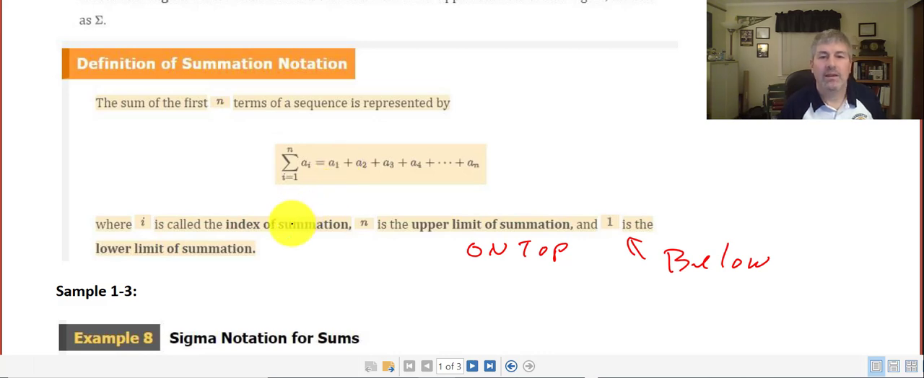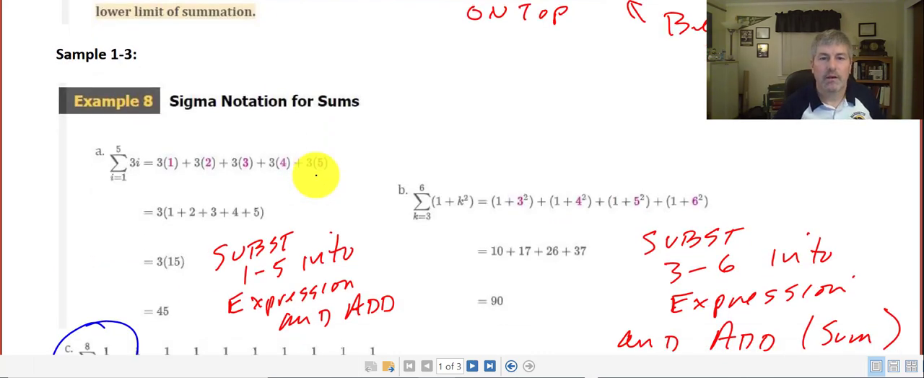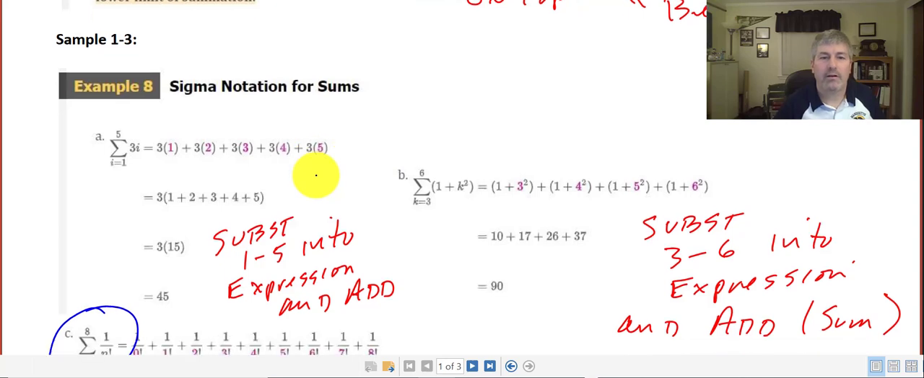Where i is the index, n is the upper limit because it's on top, and 1 is the lower limit, and it's below our summation. So we'll evaluate from 1 to n, from our low to our high. So let's look at a couple of samples here.